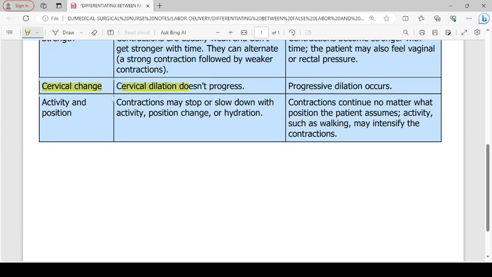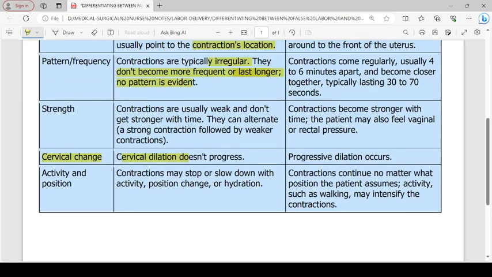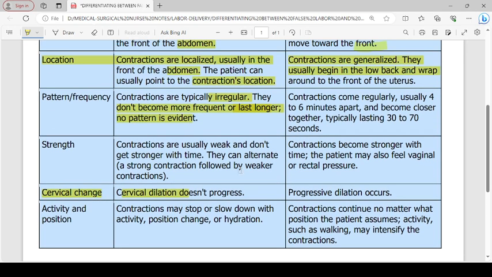In terms of activity and position, contractions may slow or may stop with activity, position changes, or hydration. But in early labor, contractions continue no matter what position the patient assumes, and activity such as walking may intensify the contractions. So those are some of the differences between false labor and early labor.